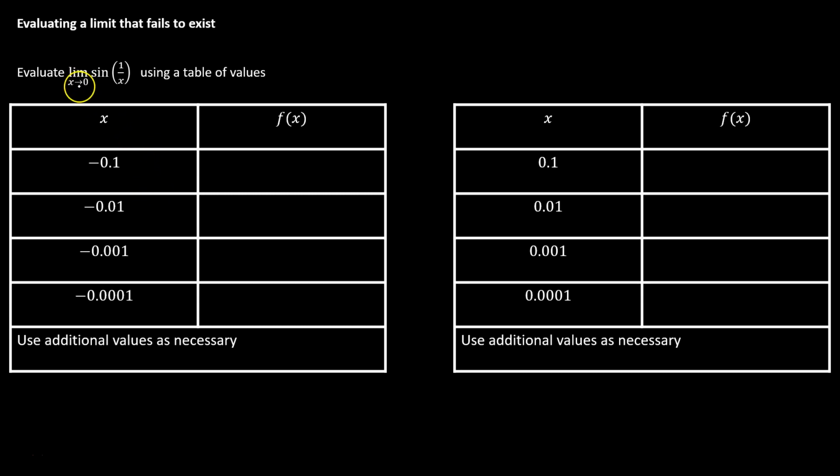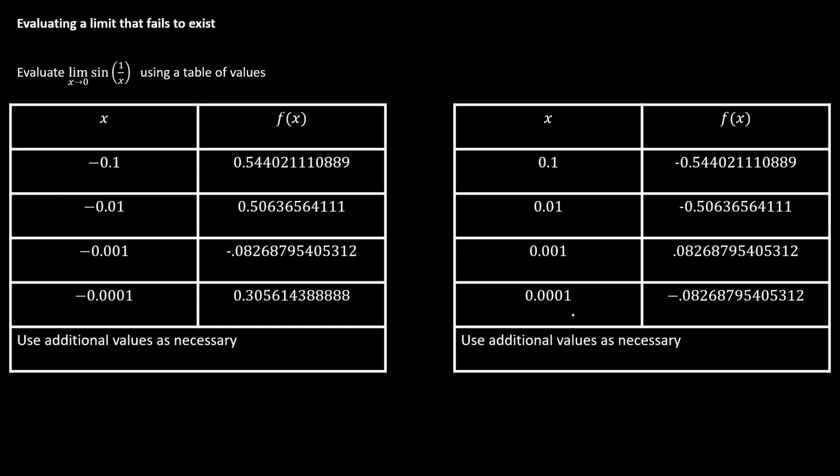The limit that we're looking at has x approaching 0, so I've created two tables. One where x is approaching 0 from the left, that's the negative numbers that we see, and then one where we're approaching x equals 0 from the right. That's this table that we see. We're going to plug each of these x values into our function, and you can confirm all of the numbers by typing them into your calculator or using GeoGebra. But I'll fill in the table here for you, and these are the values that come out.